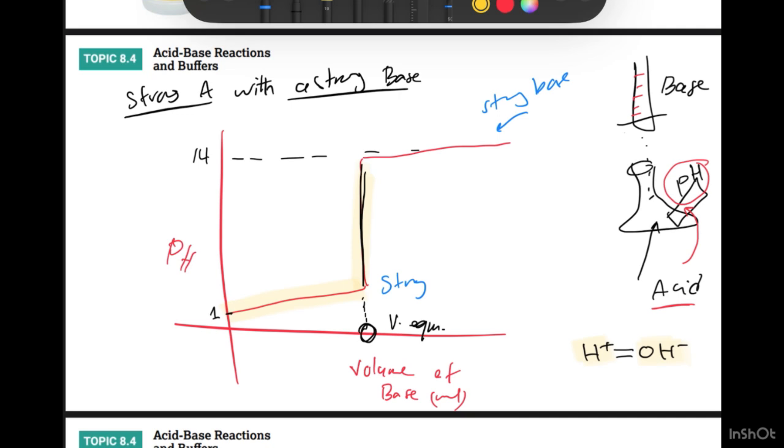And the last point that you should keep in mind: the midpoint on the vertical line tells you that the pH at the equivalence point is equal to 7. And this happens only when you have a strong acid and a strong base.